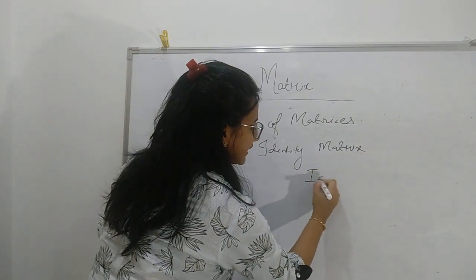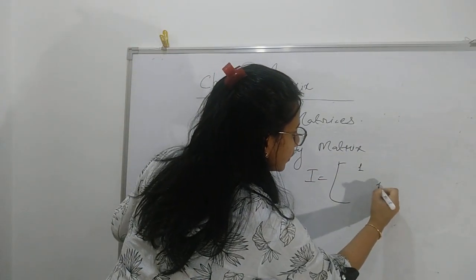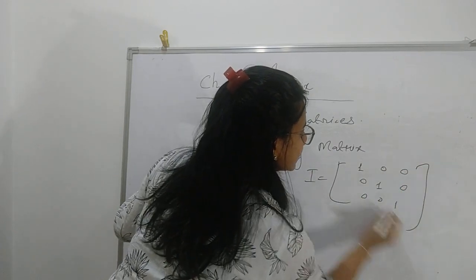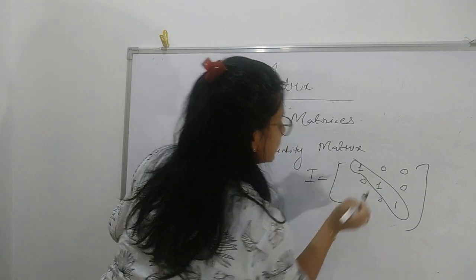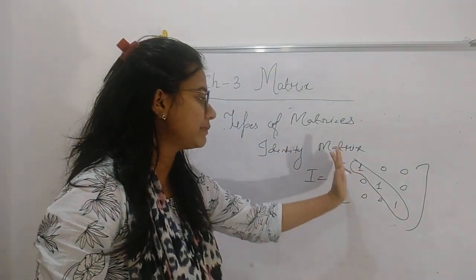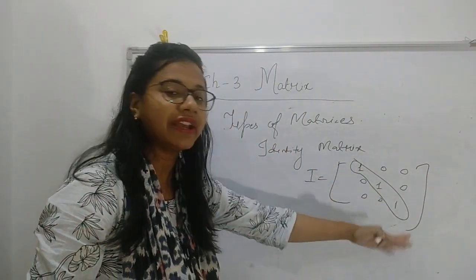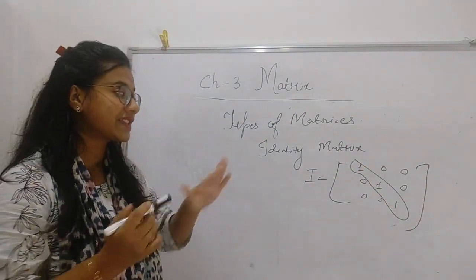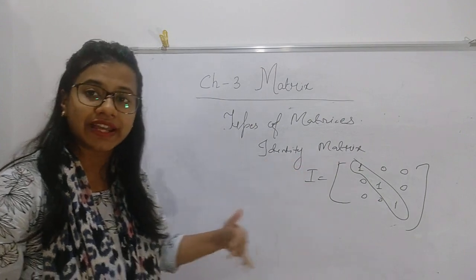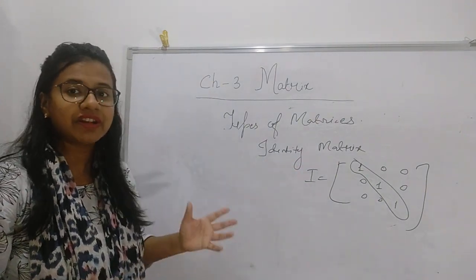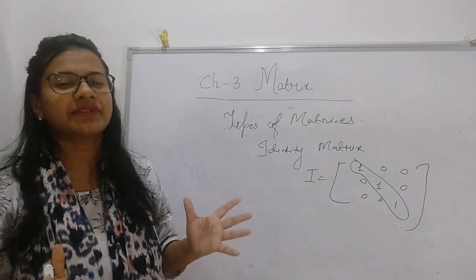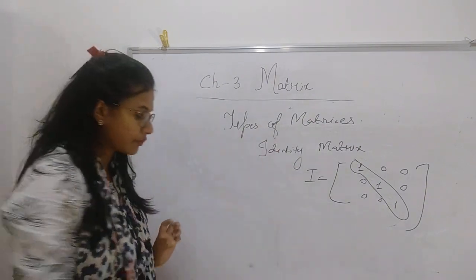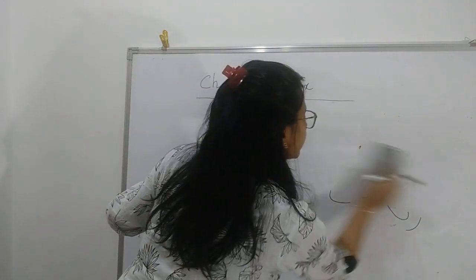It will be like this. I is equal to 1, 1, 1. All the other elements will be 0. So this is the identity matrix. In this identity matrix, all the diagonal elements will be 1. So identity matrix is a type of scalar matrix or it is a type of diagonal matrix. And another matrix is there which is zero matrix. Zero matrix means from the name itself we can say all the elements will be 0. So this is all about the types of matrices.